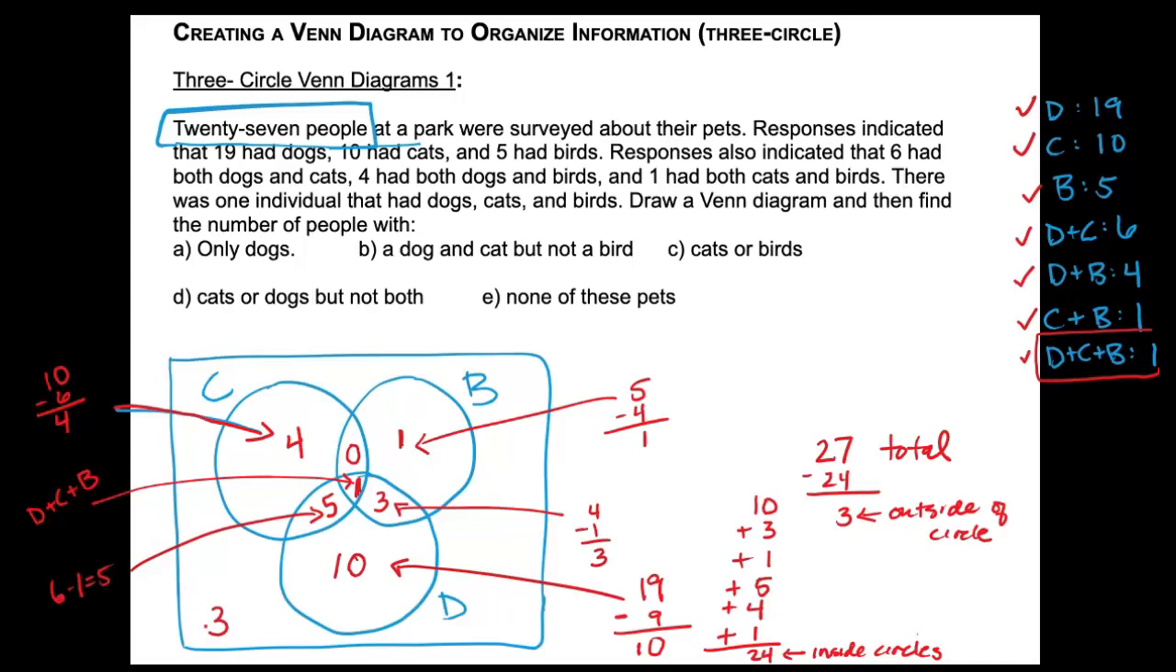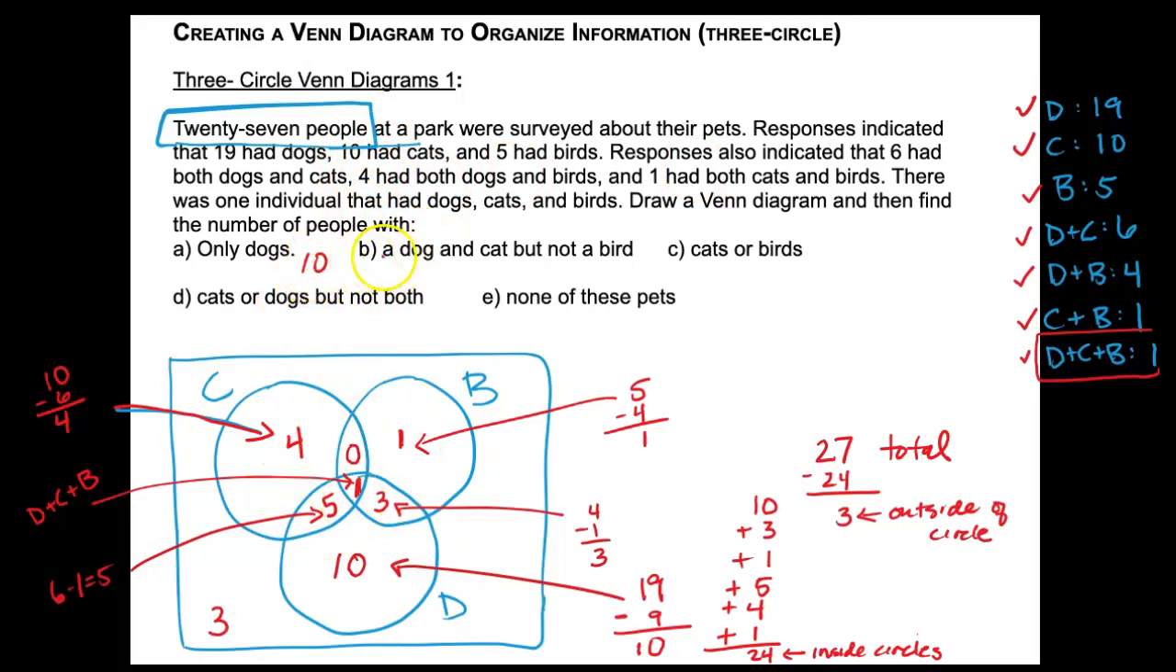That's the hardest part. Now we have to go through and answer the questions. For part A, we want to know how many people like only dogs. That's referring to this 10 here, because we're only looking at the part of the dog circle that's not touching the cat and the bird circle. So there were 10 people who only like dogs. That would be really hard to answer if we had just looked at the problem, because the paragraph didn't tell us that. We had to actually go through the Venn diagram in order to find that out.